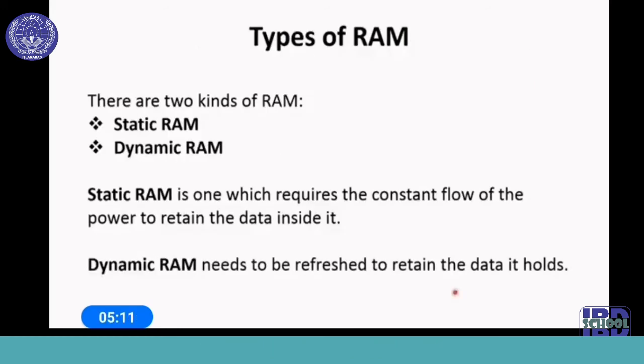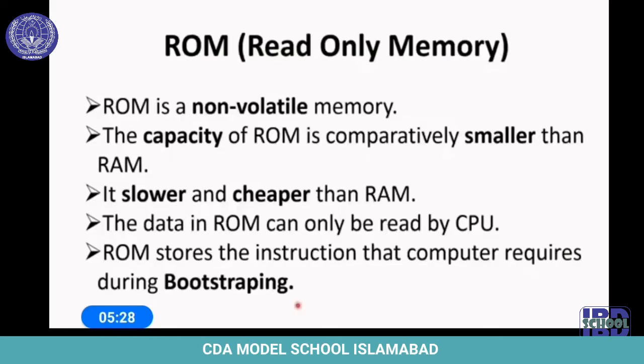There are two kinds of RAM: static RAM and dynamic RAM. Static RAM is one which requires the constant flow of the power to retain the data inside it, and dynamic RAM needs to be refreshed to retain the data it holds. Next is ROM, read-only memory. It cannot be directly accessed by CPU. The data first transferred to the RAM and then CPU can access that data from RAM.